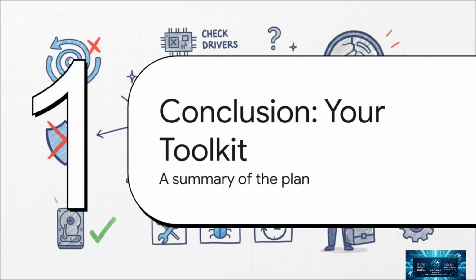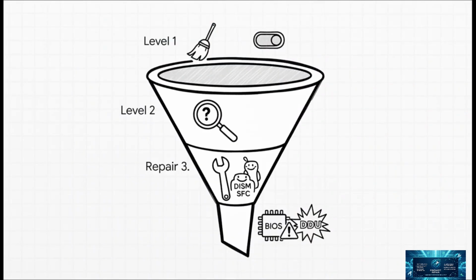So, let's bring it all together. Let's recap the entire diagnostic funnel we've just built. This is your brand new toolkit for tackling pretty much any Windows stability issue that gets thrown at you. Remember the order, it's key. Level 1, start with the simple housekeeping. Level 2, put on your detective hat and isolate the problem. Level 3, if clues point to Windows, perform surgery with DISM and SFC, and only then, as a last resort, do you consider the Level 4 heavy hitters. Following this funnel methodically is how you solve problems safely and, believe it or not, quickly.